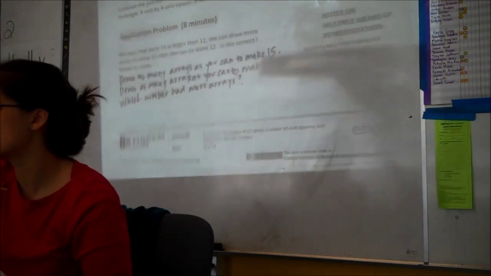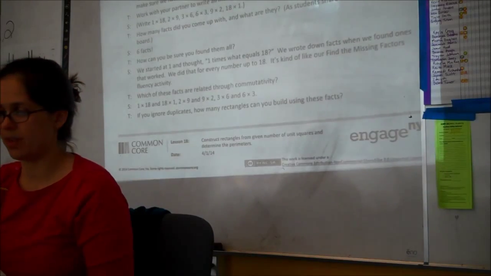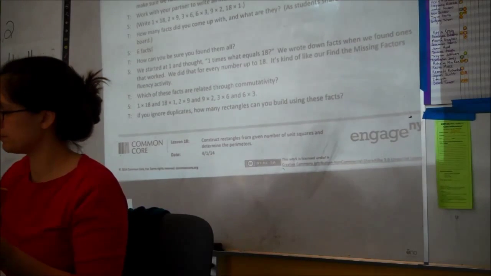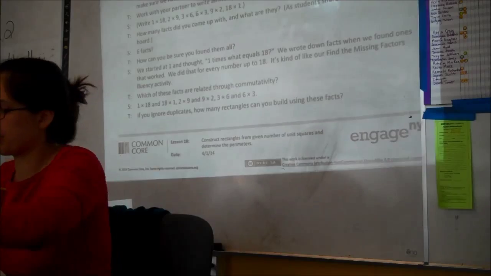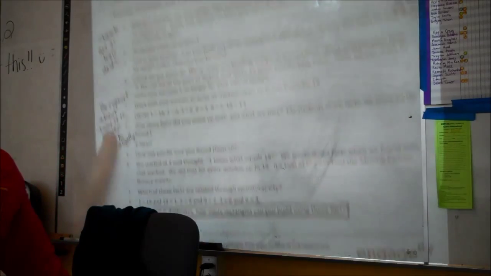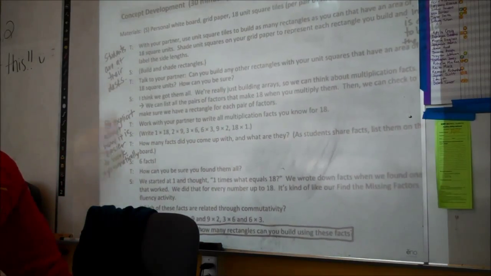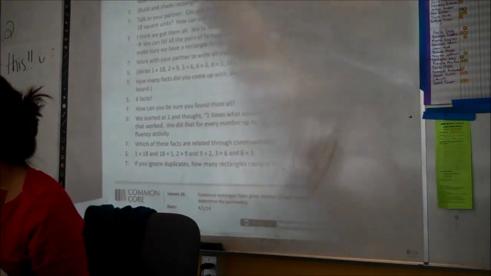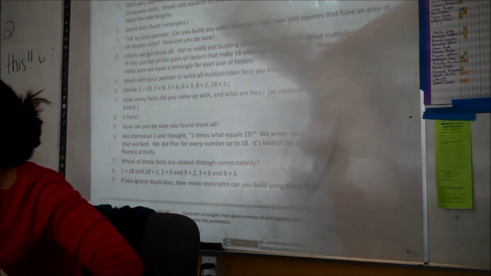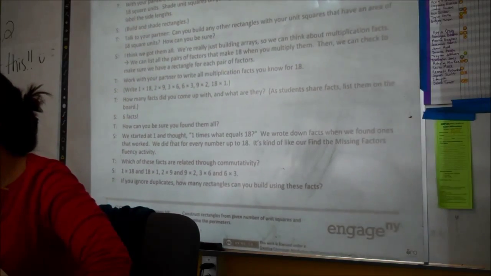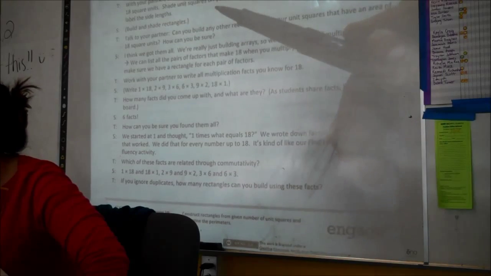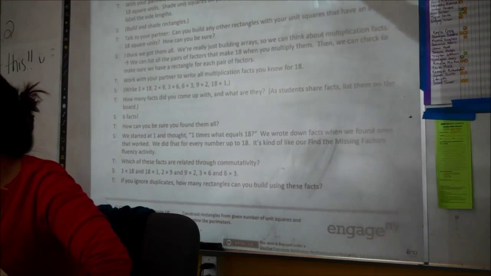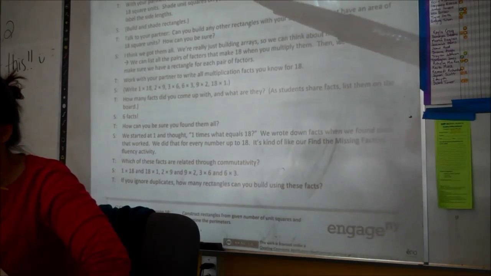Next, I started to go through concept development, and just to show you what it looked like after I was done working, I went through making notes along the margins, right? Kind of summarizing what I was reading. So here it said, with your partner, use unit square tiles to build as many rectangles as you can that have an area of 18 square units. Shade unit squares on your grid paper to represent each rectangle you build and label the sides.